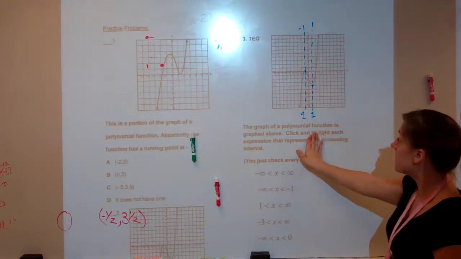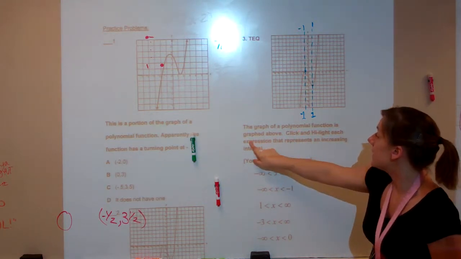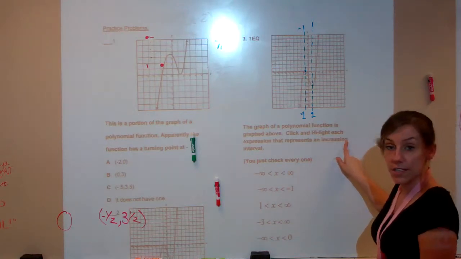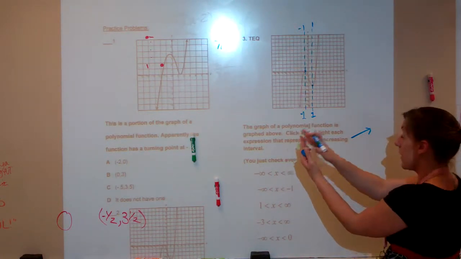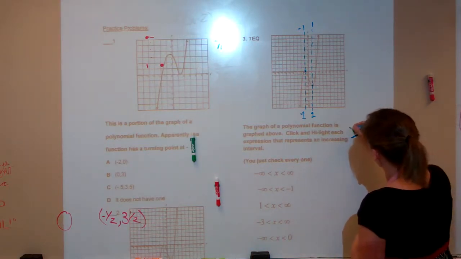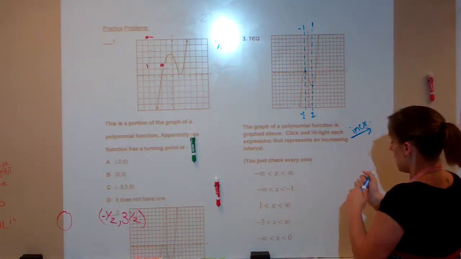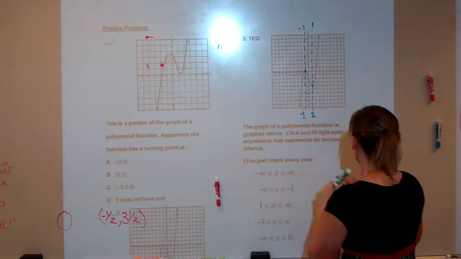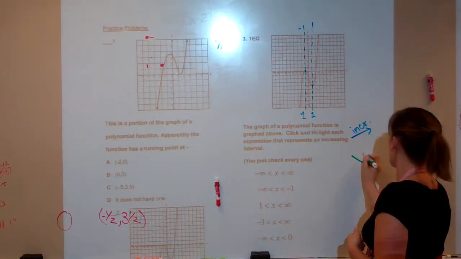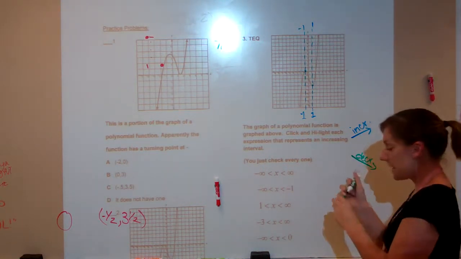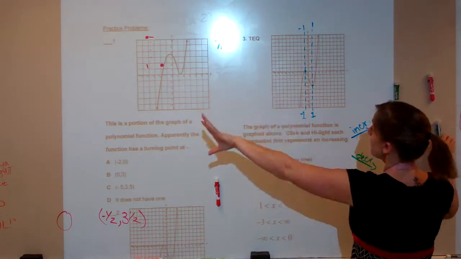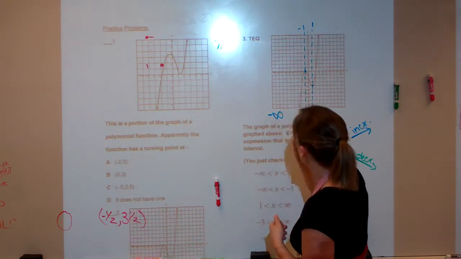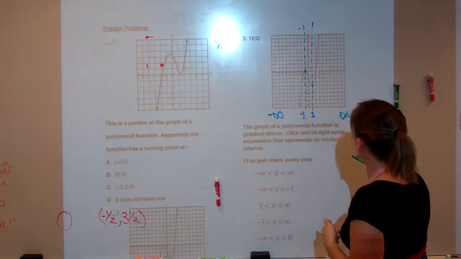Remember, so the problem says, click and highlight each expression that represents increasing. All right, well, increasing means to go up. When you're reading from left to right, it goes up. So that's increasing. Okay, decreasing would actually be if it goes down from left to right. Okay, so when you look from here, which remember off to the left is from -infinity, off to the right is +infinity.